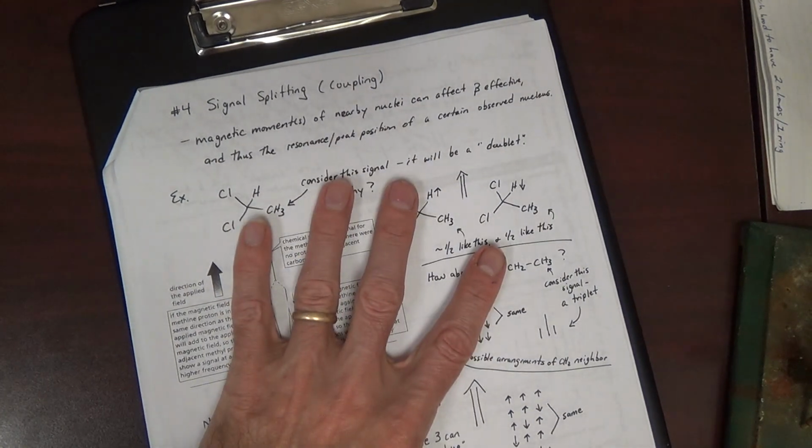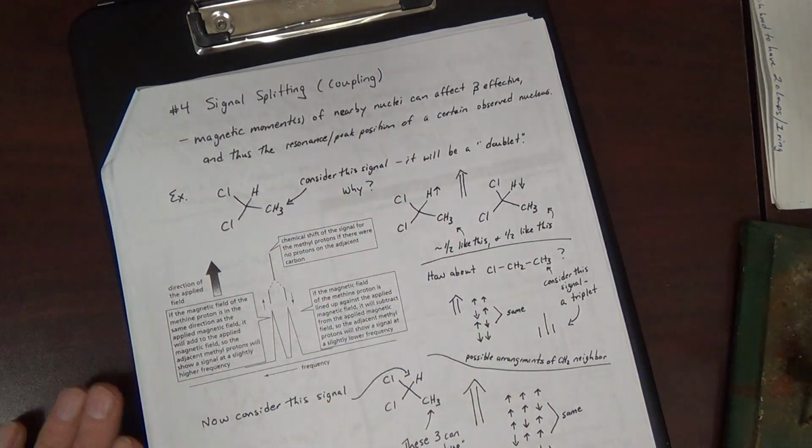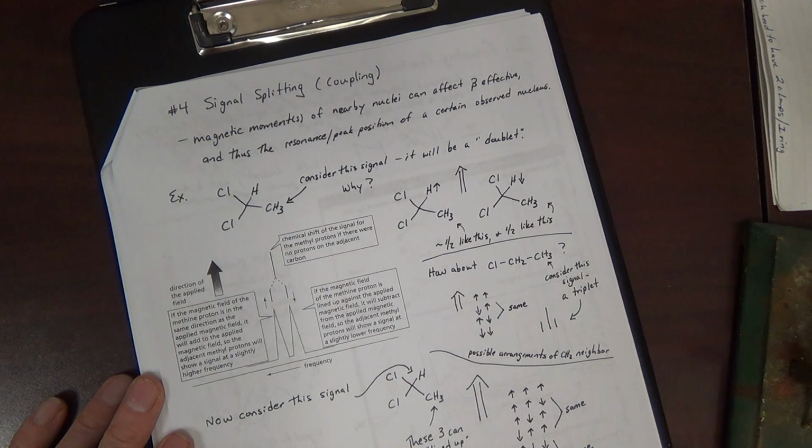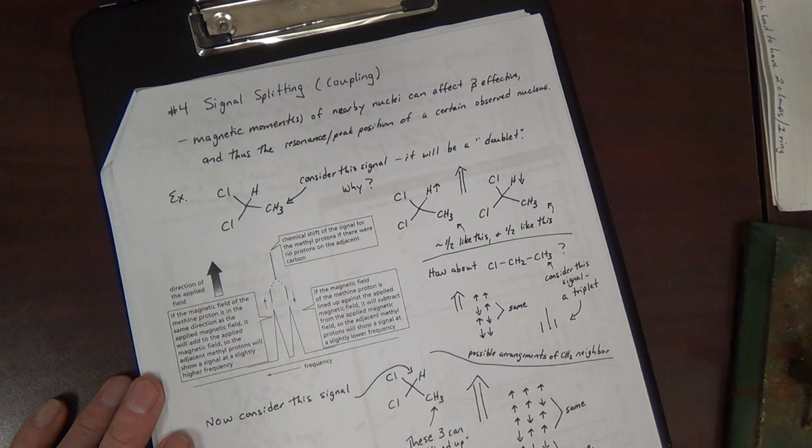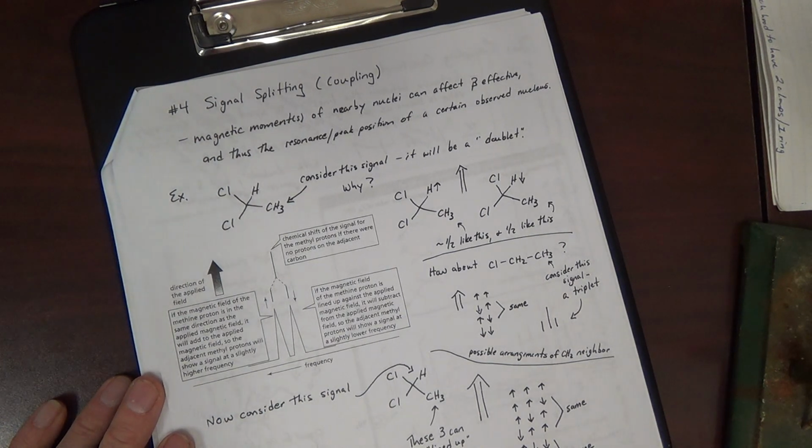But we'll first have to talk about, why does splitting occur? What causes the splitting of the signal into a doublet or a triplet or a quartet, etc.?